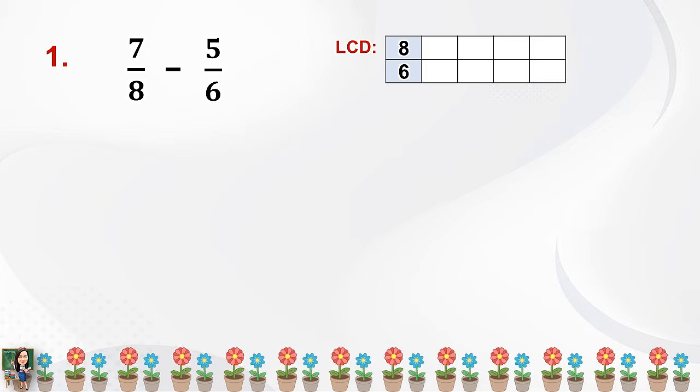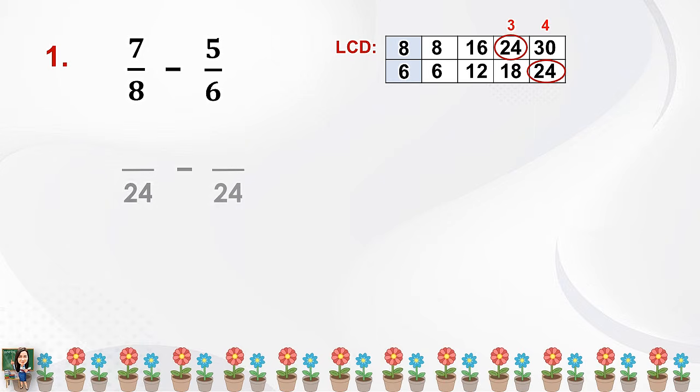The multiples of 8 are 8, 16, 24, 32. And the multiples of 6 are 6, 12, 18, 24. So the LCD is now here. The LCD of 8 and 6 is 24. 24 is the third multiple of 8. 24 is the fourth multiple of 6.